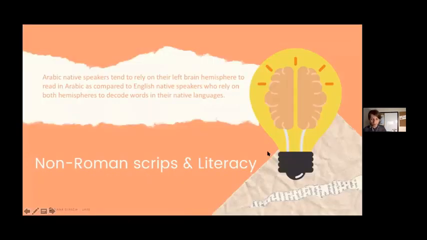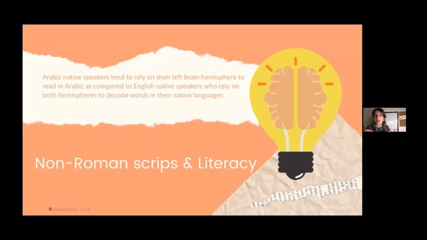And one point that I want to highlight is that Arabic native speakers tend to rely on their left brain hemisphere to read in Arabic as compared to English native speakers who rely on both hemispheres. There has been quite a bit of research on people whose native languages are written in scripts other than Latin. And especially in Arabic, that has to do with the fact that in order to read in Arabic, you need to pay attention to details, to little dots.